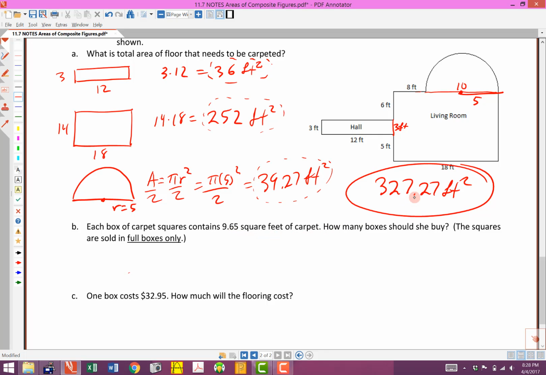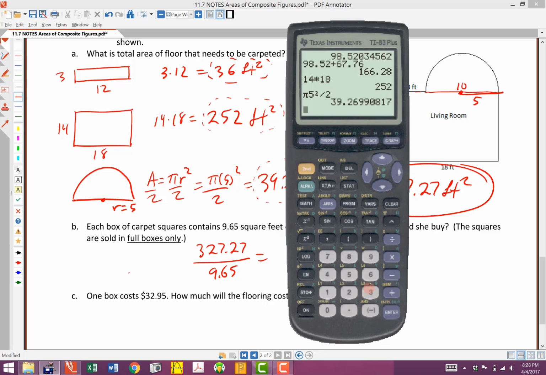So we need to figure out how many boxes. So if we've got 327.27 square feet, and it's 9.65 square feet in each box, we're going to divide by 9.65, and that's going to tell us how many boxes we need. So let's go ahead and plug that into the calculator. Clear that stuff off, 327.27 divided by 9.65. Now this always happens, 33 boxes and a little bit more.